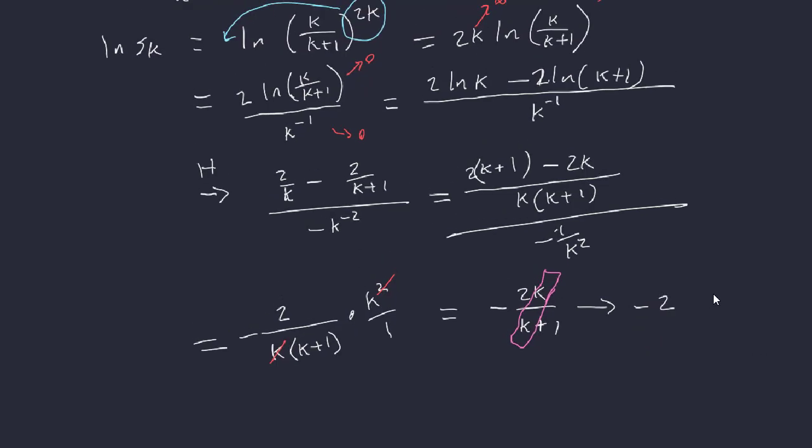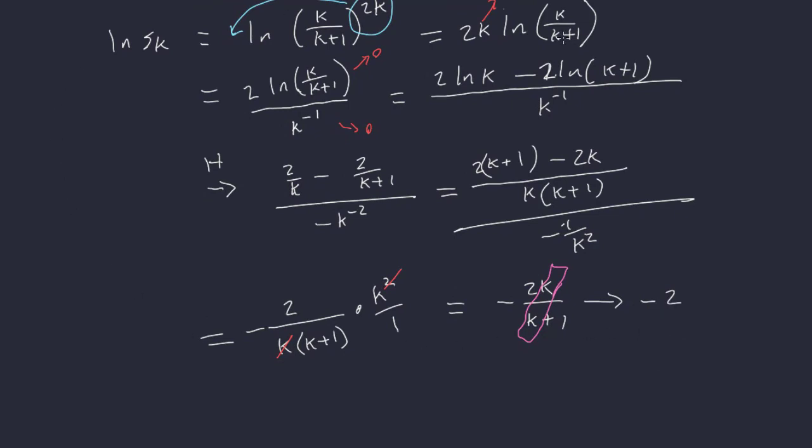All right, so it's tough to remember what it is that we are actually looking at. So we have that the natural log of s sub k goes to negative 2, and then we introduce our e. So this implies that s sub k goes to e to the negative 2, which is 1 over e squared.